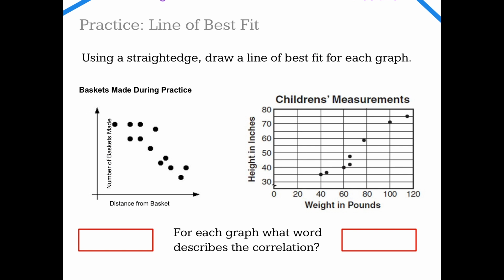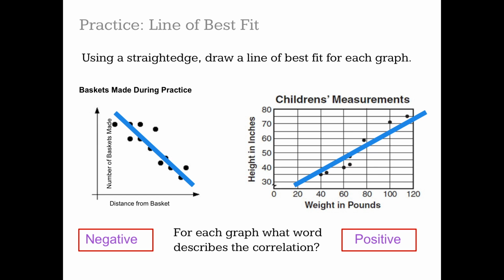Okay, I want you to try practicing drawing a line of best fit using a straight edge. Use your straight edge to draw a line of best fit, and then answer which type of correlation you can see or estimate from the trend of that line. Go ahead and pause the video now, try those two problems for yourself, then press play again to see if you are right. How did you do?